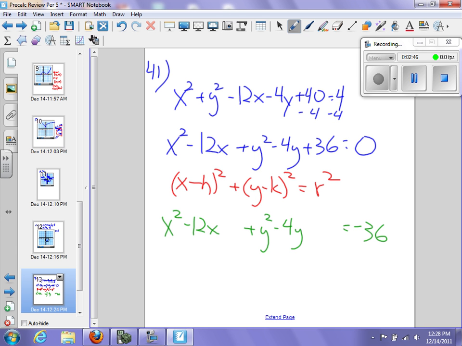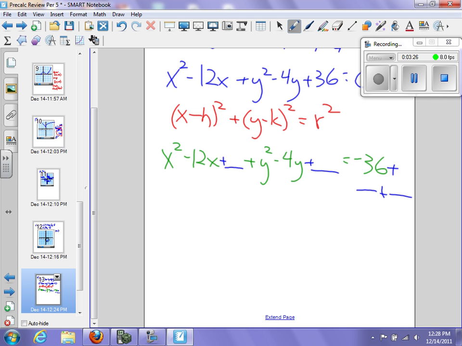Now, the reason that I wrote it like this is because I want to go plus blank, and I want to go plus blank. And if I do that, then on this side I have to go plus blank and plus blank. I'm adding 2 blanks on the left side, so I've got to add 2 blanks on the right side. See it? Okay. Because if I want to get to this format, x minus h squared, I have to complete the square.